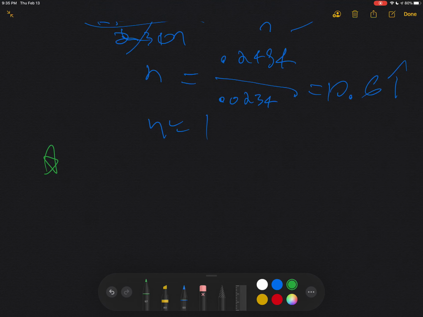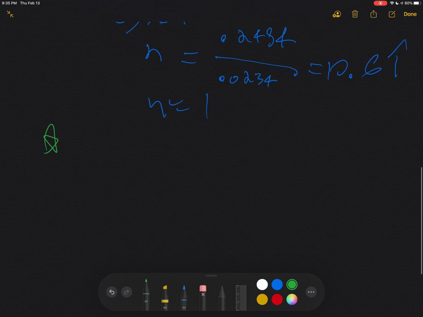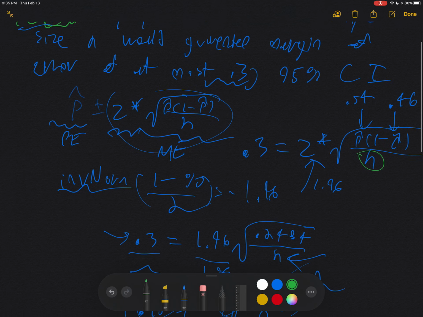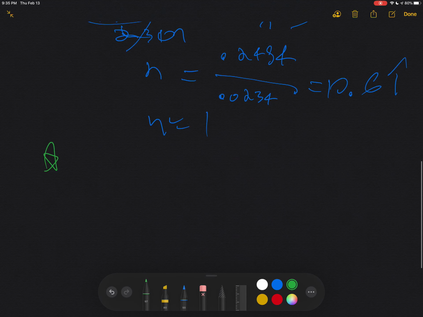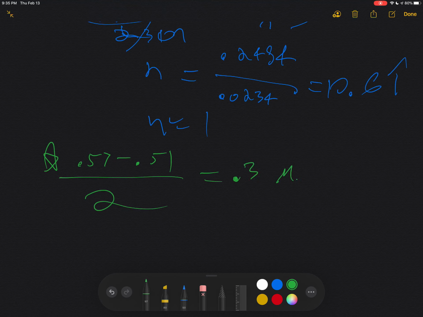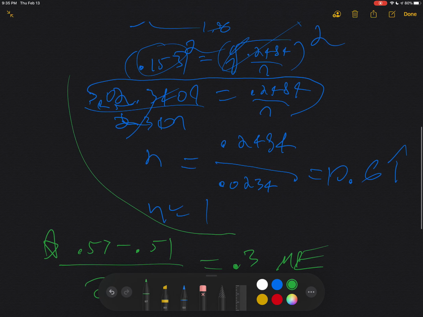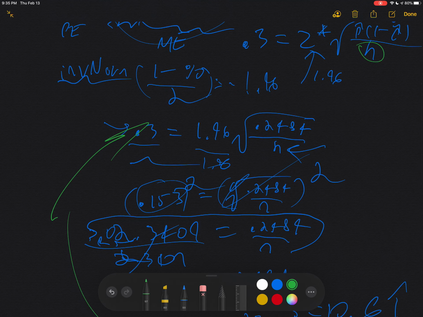So instead of giving you a margin of error, you might get a confidence interval. It could say something like confidence interval from 0.51 to 0.57. When it gives you a confidence interval, you need to use a formula to find the margin of error: the upper bound, which in our case is 0.57, minus the lower bound, which is 0.51, divided by 2. That gives 0.06 over 2, which is 0.03. Now that you have a margin of error, you can simply plug it in all the way back there and go from normal.